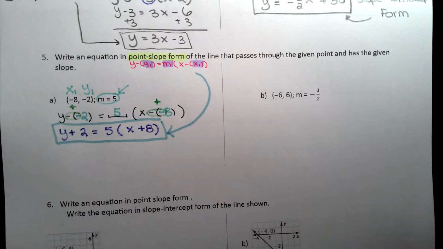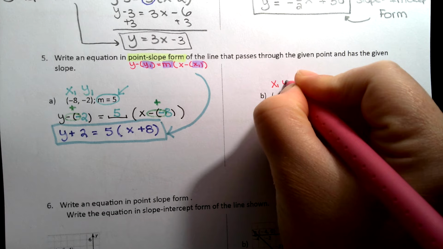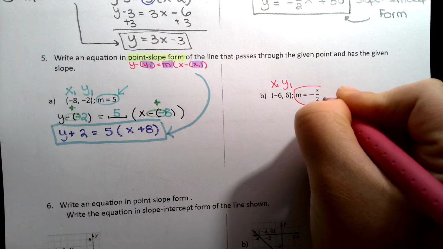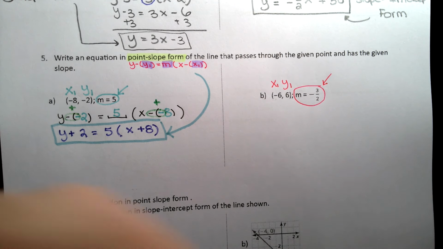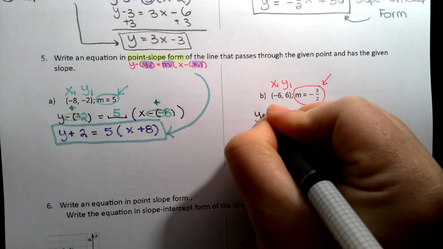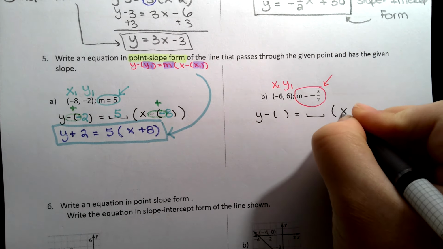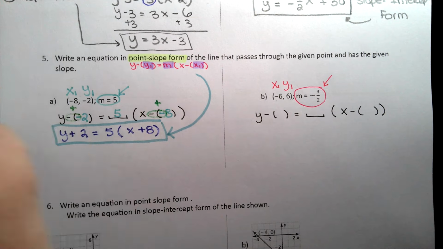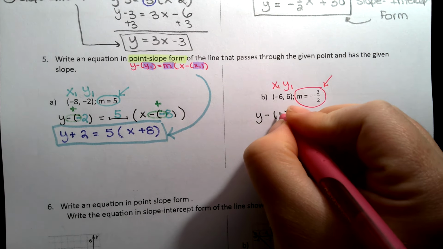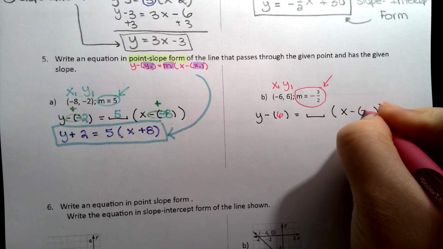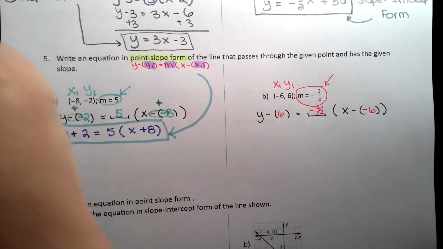Let's try this again. Label your point, x1, y1. They are giving you your slope already. It's already labeled as m. Write out your formula. Y minus y1 is equal to m times x minus x1. Let's put in our information. Y1 is 6, x1 is negative 6. Slope is a negative 3/2.